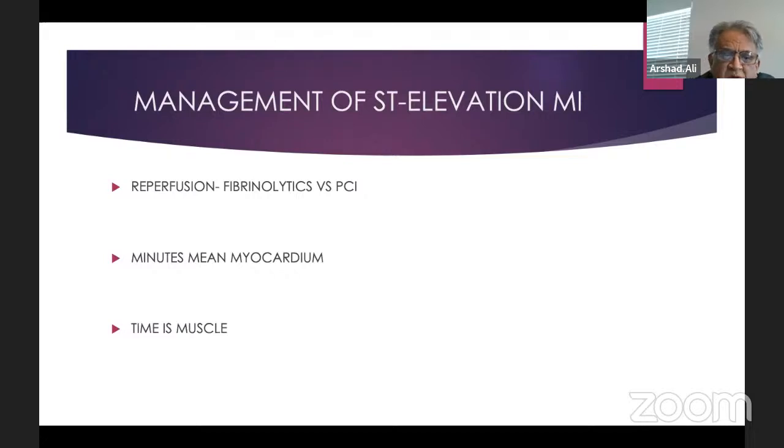So there are two options available when you come to the reperfusion therapy. One is the fibrinolytics, and the other one is PCI, coronary intervention, PTCA, and stenting of the culprit vessel that's causing the myocardial infarction. And these two phrases are thrown around a lot in these circles. Minutes mean myocardium, like you need to hurry. Every minute counts, and the more you delay, the more myocardium is in jeopardy. And time is muscle, the same thing. Delay in the treatment means dead muscle.